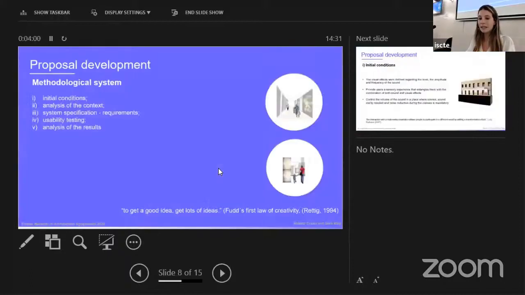So here's the methodological system used for the proposal development. And here I just want to state that at the beginning or during the proposal development, there were other ideas that came out, other types of interaction, such as memory of the path or interaction by touch. And like Fudd's first law of creativity says, to get a good idea, get lots of ideas.